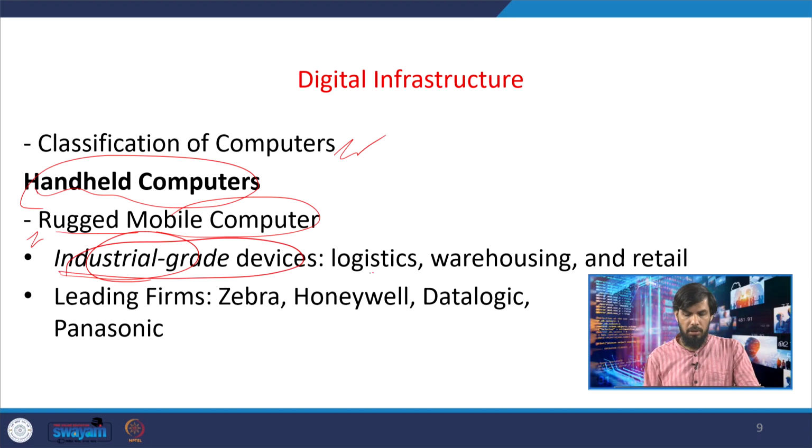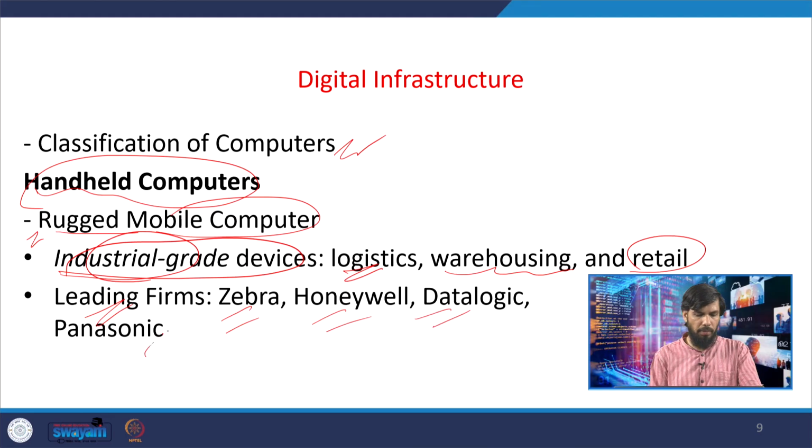What are the use cases? Logistics, warehousing, retail. So you'll see many employees and sales personnel of companies in logistics, warehousing and retail often having handheld computers, right. Leading firms, providers: Zebra, Honeywell, Datalogic, Panasonic. These are some of the companies which are providing industrial grade devices, rugged mobile computers, the handheld computers, right.